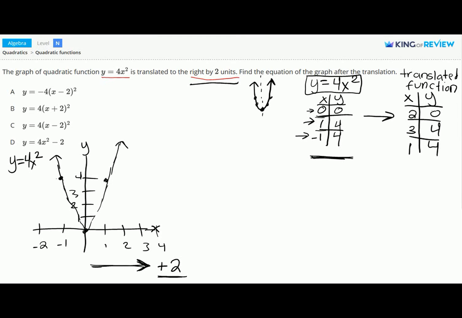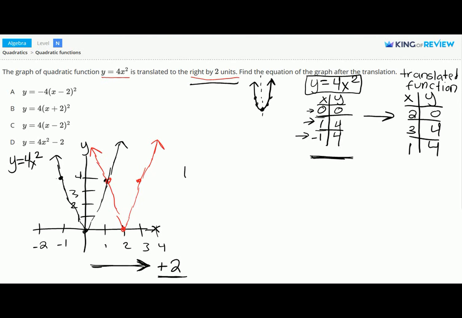So let's plot these points. And I'll plot these ones in red so we can see the difference. Our first point is at 2, 0. That's right here. Our next point is at 3, 4, which is right here. And we have a point at 1, 4, which is right here. So now I'll use these points to fill in this translated function. So we have our translated function in red and our parent function in black.